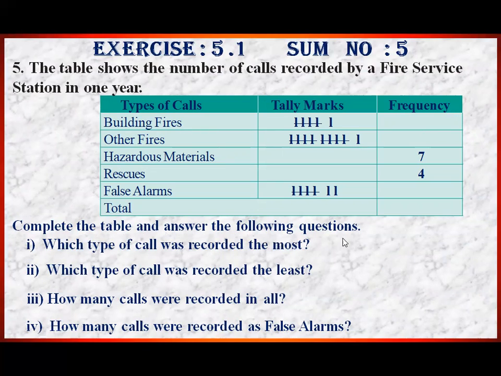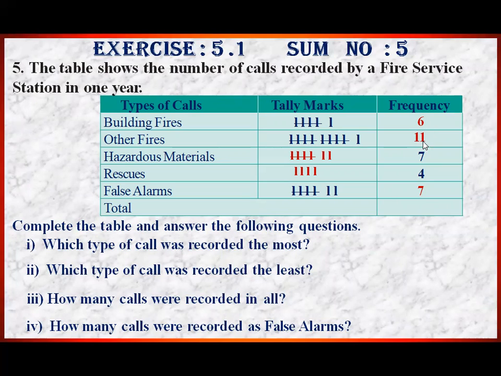The table shows the number of calls recorded by a fire service station in 1 year. Complete the table and answer the following questions. So let's complete the table first. 1, 2, 3, 4, 5 and 1, 6. The frequency is 6. Next you have 5, 10 and the 1, so 11. Let's draw the tally for 7 frequency. Then the next frequency is 4, so let's draw the tally for it. Then you have 5 and 2, 7. Let's count and get the total.